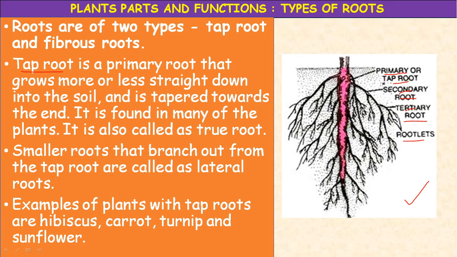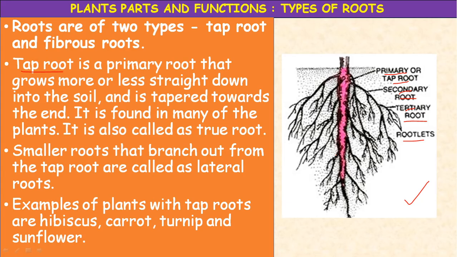They are called lateral roots. That is, secondary roots and tertiary roots are called lateral roots. Examples of plants with this kind of root system are hibiscus, carrot, turnip and sunflower. These are some of the examples of the taproot system. So the examples which I read out now, hibiscus, carrot, turnip and sunflower, are taproot.